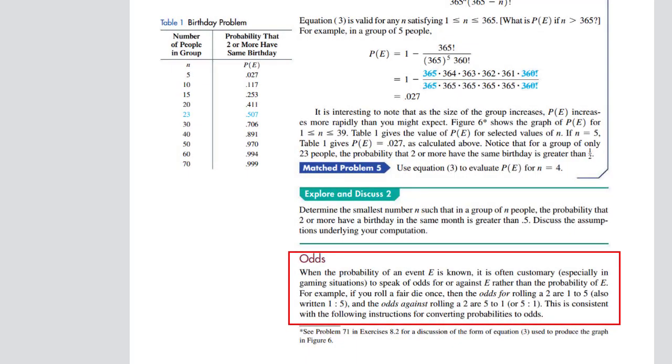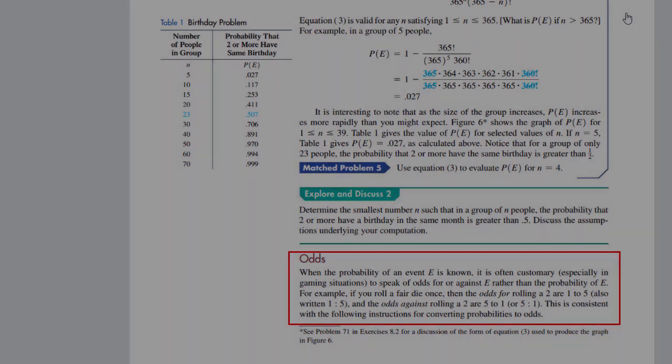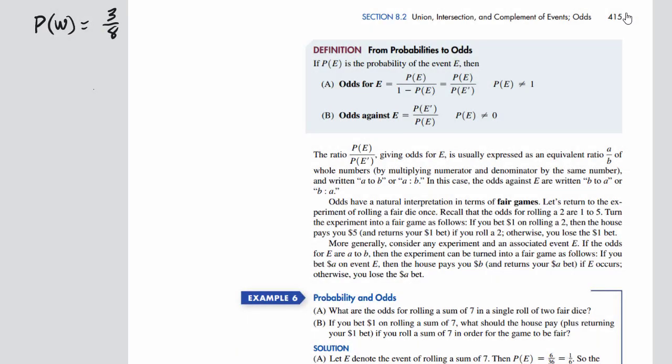The third thing we're taking a look at is the concept of odds. Now this comes up quite a bit in games of chance like gambling. For instance, the odds of winning are 3 to 1, those sort of things. So let's say the probability of winning is 3/8.